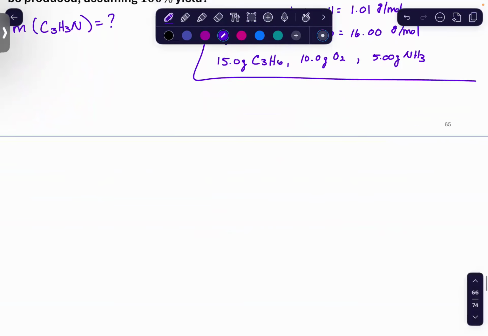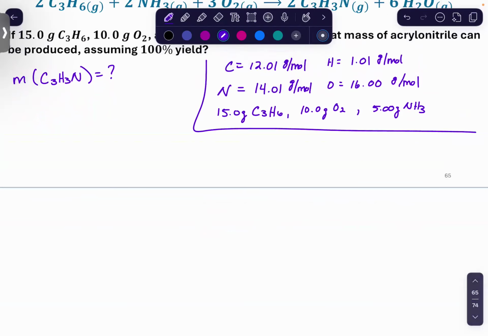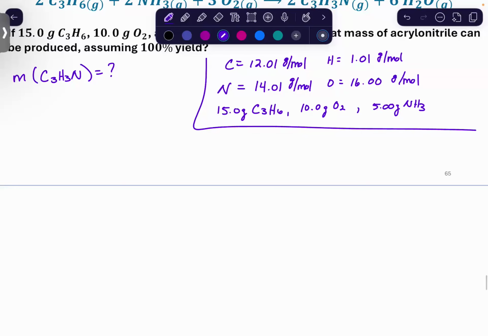Okay, so I know that I'm doing stoichiometric calculations, which tells me I'm going to start by calculating my molar masses. C3H6, that's going to be 3 carbons plus 6 hydrogens, with 3 times 12.01 plus 6 times 1.01, which is going to be 42.08 grams per mole.